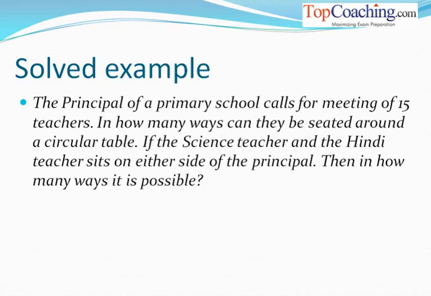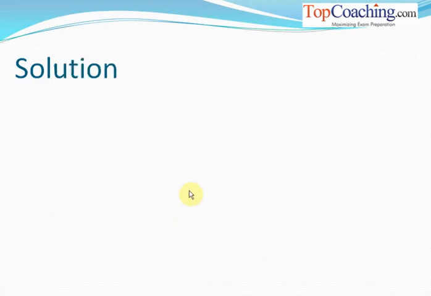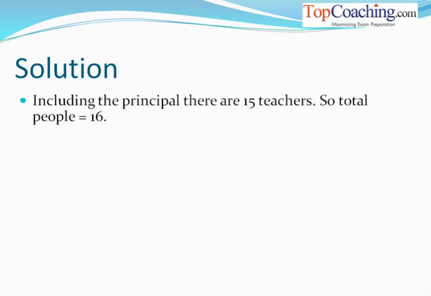So again we have to find the number of ways in which it is possible, and the condition is the science teacher and the Hindi teacher sit on either side of the principal. So let's go through the solution of it. Including the principal, there are 15 teachers. So the total number of people becomes 16.